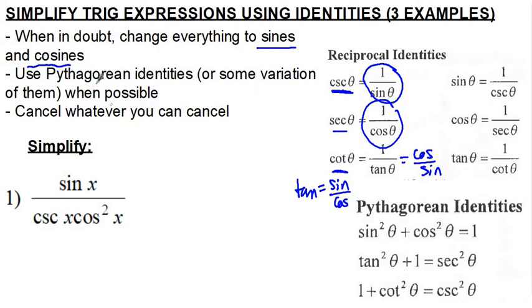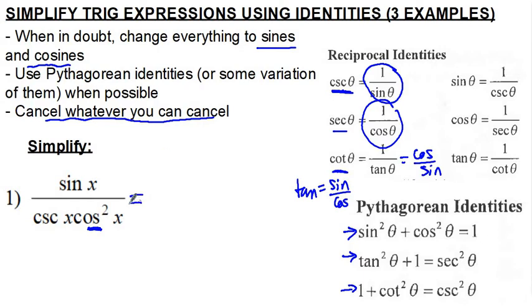The other thing to notice is if you ever see one of these Pythagorean identities showing up, use those whenever possible. If you see something squared, we may or may not benefit from having that, but at least keep that in the back of your mind. And then the last thing is whenever there's something on the top that's the same as what's on the bottom, you would cancel that out. So let's apply this right now.